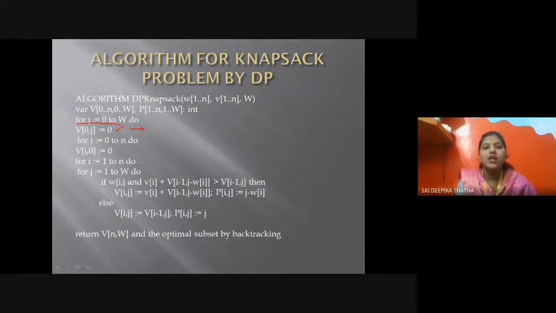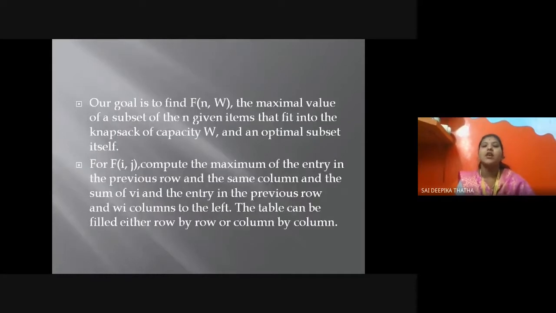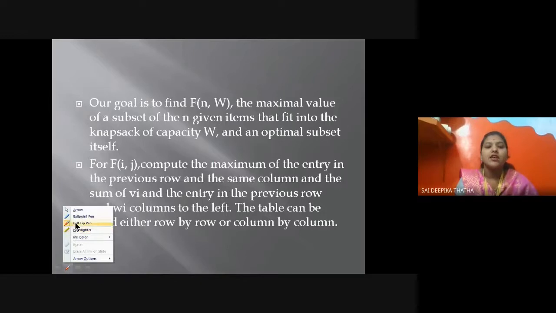And if these two conditions are satisfied, we will go into the loop. If this case is satisfied, we will use this formula. Else, we need to use this formula, and we will return V of n comma W, and that is the optimal subset. We can find the optimal subset using the backtracking method. Our main goal here is finding F of n comma W. This is our final goal.